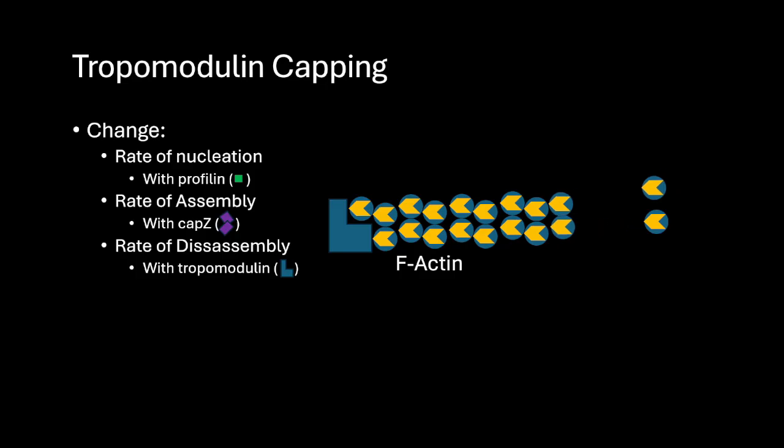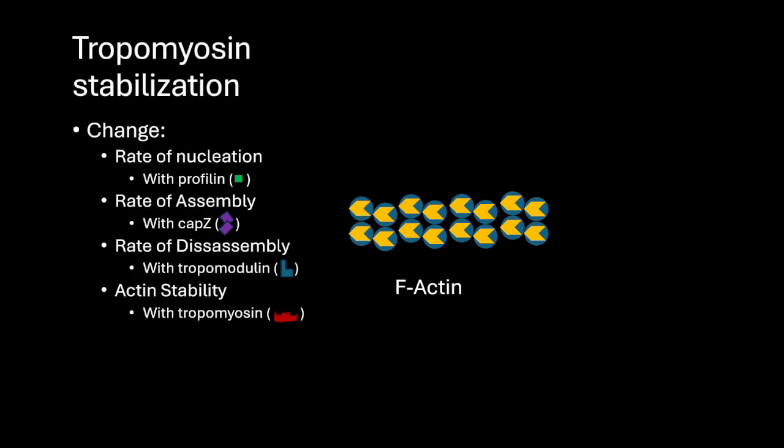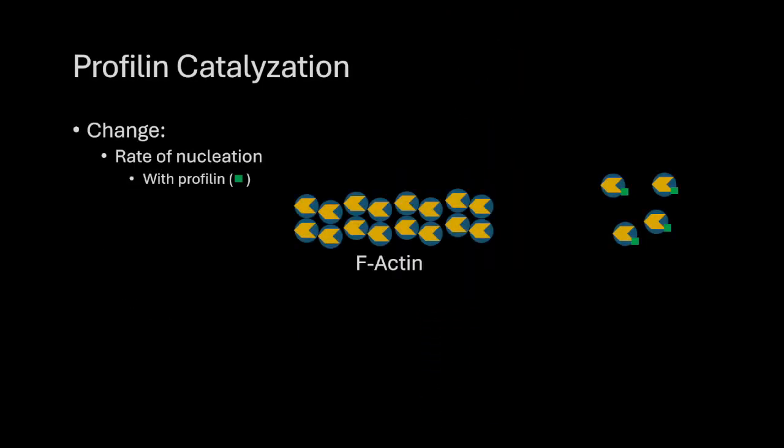So what does the tropomyosin do then if it doesn't affect assembly or disassembly? That one helps the fiber maintain stability. It comes in handy when resisting forces during muscle contractions. Are these the only proteins that work on actin? No, there's actually a whole slew of them.